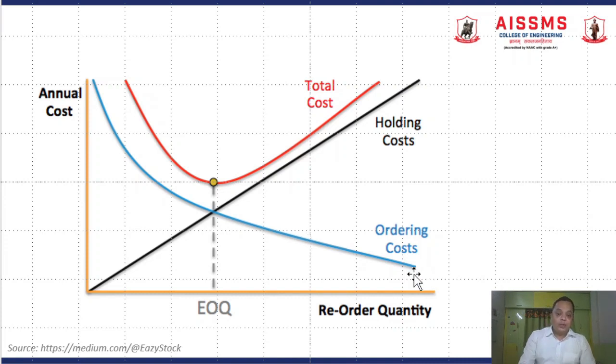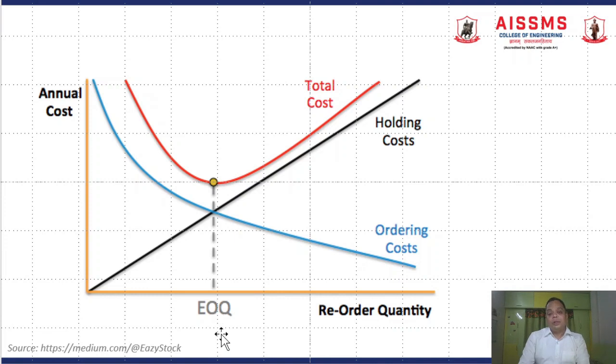But vice versa, if you look at the holding cost, initially if you have a small quantity, the holding cost or carrying cost will be less. But as soon as the quantity increases, the holding cost also increases. So this is the graphical representation of ordering cost and holding cost. With respect to that, the total cost behaves in a way that gives one certain point. That point is nothing but EOQ.